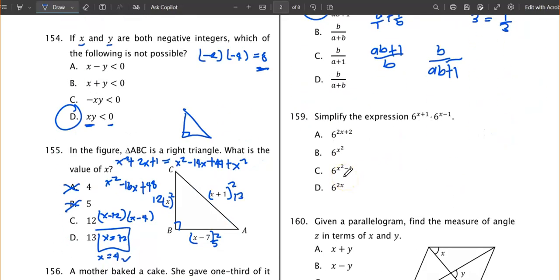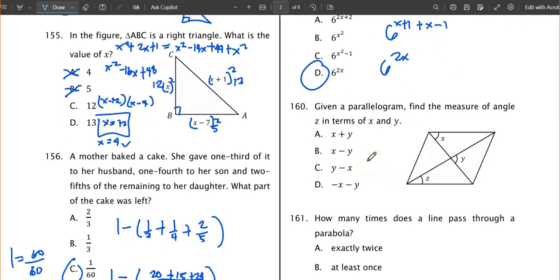Number 159. Simplify the expression. Since the bases are the same, always remember when you're multiplying exponents with the same base, you just add the exponents. So you're gonna get 6x plus 1 plus x minus 1. So this becomes 6x plus x, 7x. 1 minus 1, 0. So you're gonna get x raised to 7x. That is letter D.